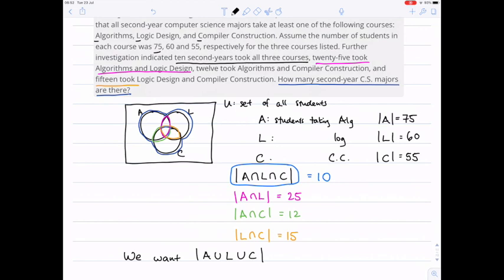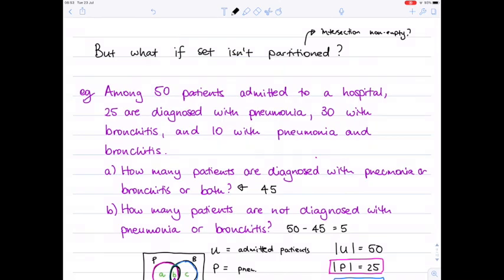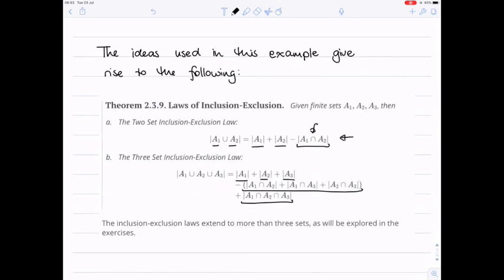And you could work through this in the way that you did it at school, but we can actually go back and appeal to our three-set inclusion exclusion law, which says we must add up the size of each of the sets, subtract off the size of each intersection, and then add the triple intersection.